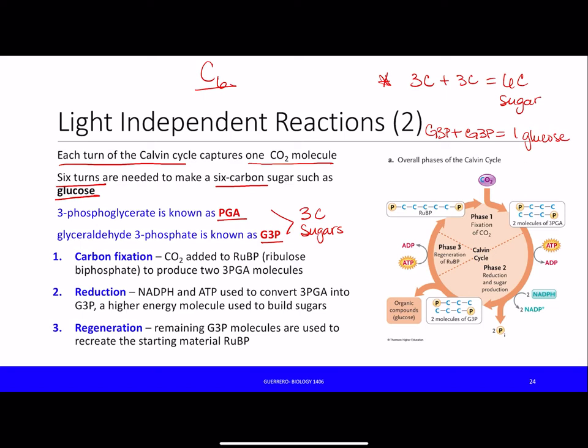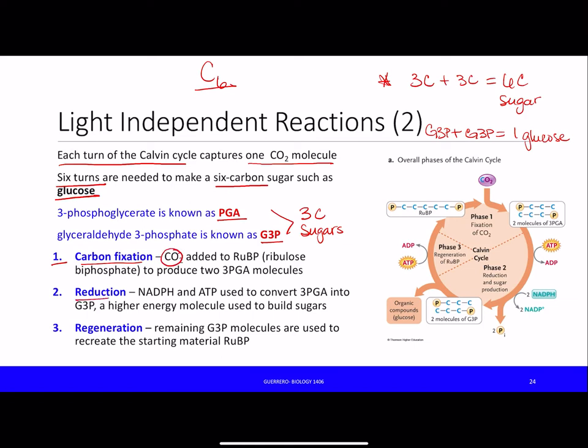So there are 3 steps in the Calvin cycle. Carbon fixation is the first one, where carbon dioxide is added to RuBP, which is a molecule, and that molecule is going to be able to produce another kind of molecule that we'll use to make sugar from. Okay, so really what I need you to know is in carbon fixation, we are getting carbon from carbon dioxide.